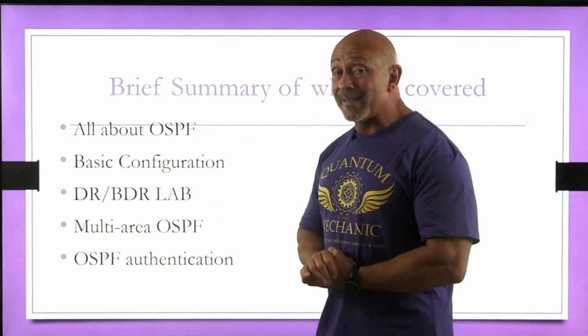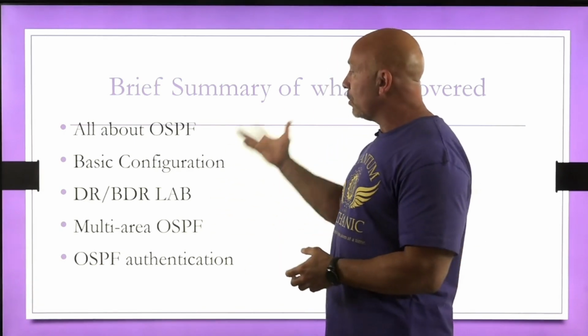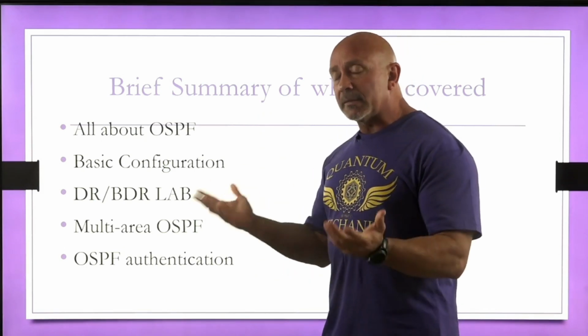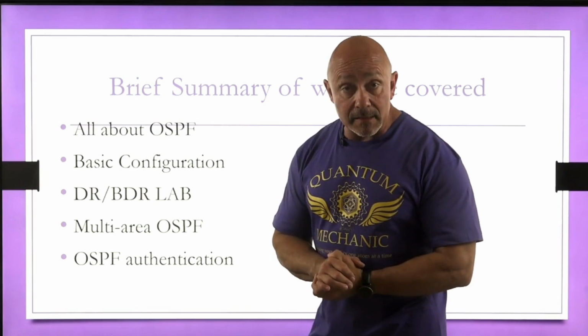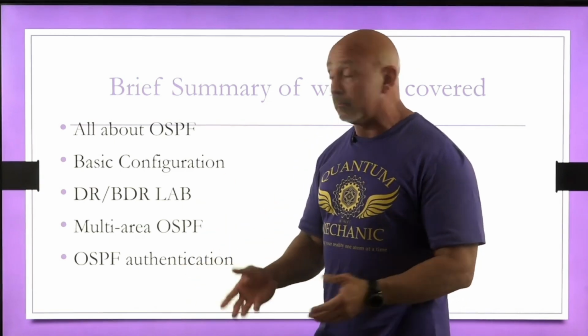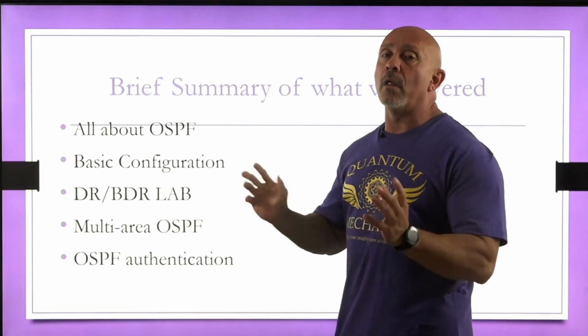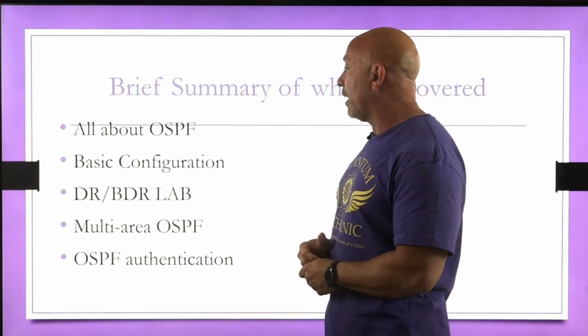Area 0 is the backbone area. We saw some of the abbreviations like link state database, link state updates, link state advertisements. The DR, designated router, backup designated router. All that. There's a lot to OSPF.